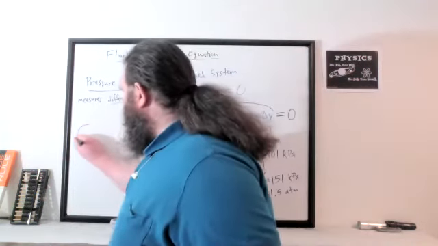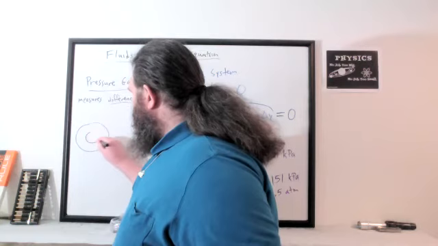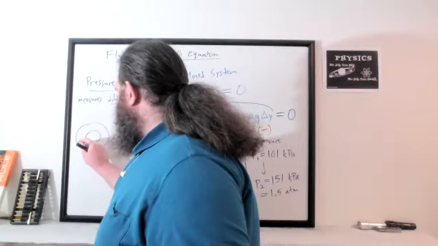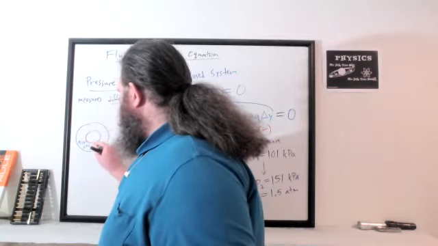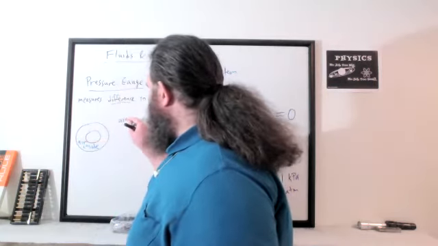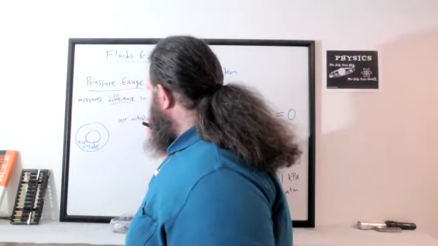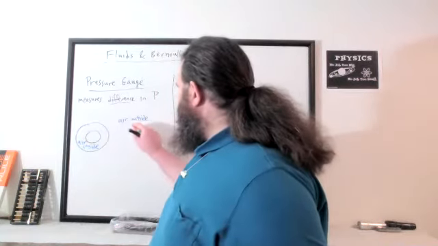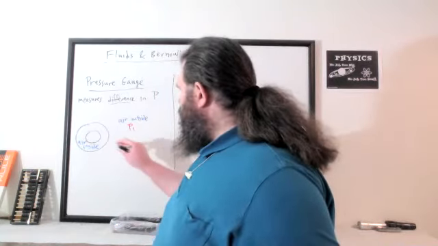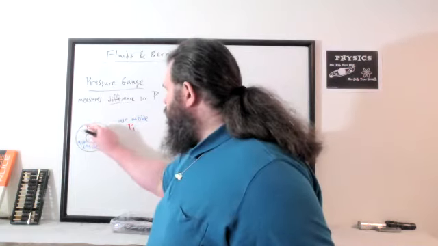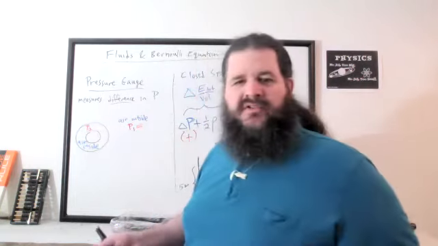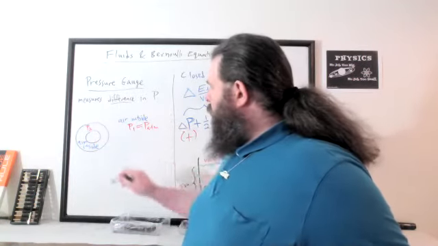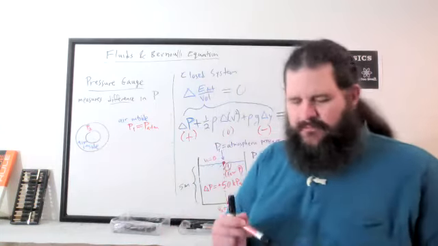So if you have a tire and you've got air inside, and you've got air outside, and let's say those are at P1 and P2. P1, of course, is just going to be atmospheric pressure. And P2 is going to be some higher pressure.